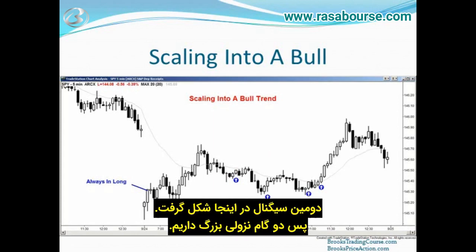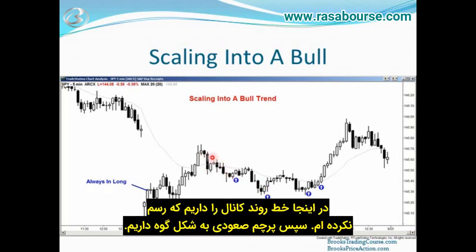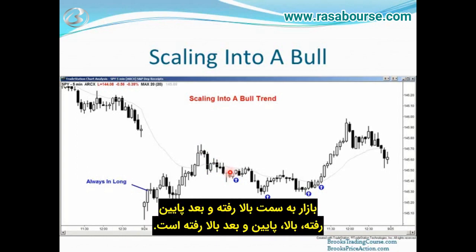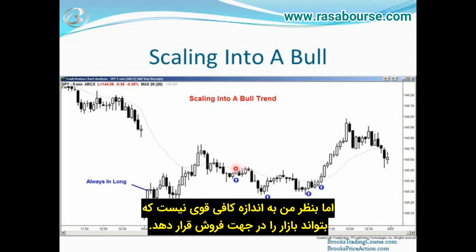And this is what happened. The market had a second signal down here. So a large two legs down. First leg here subdivided into two parts. There's a trend channel line here not drawn. And then a small wedge bull flag. We went up and then down and up and down and up. Or you could simply call it a low 2 short. But I think not strong enough to flip the market to always in short.